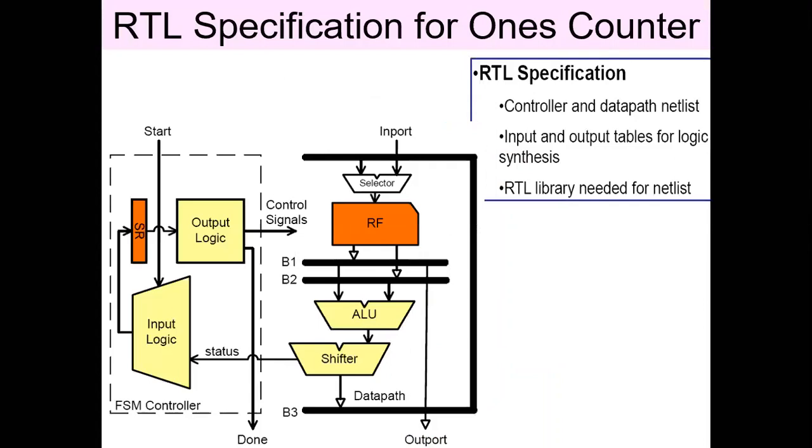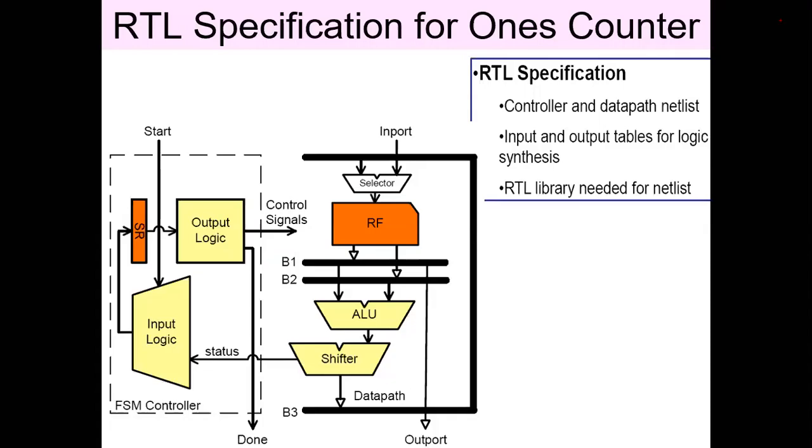So now, if we are going for the RTL based specification, then we can have the RTL architecture for this particular ones counter. Right now we have gone through the input specification. In the RTL specification, we will have a corresponding data path part as well as a controller path.